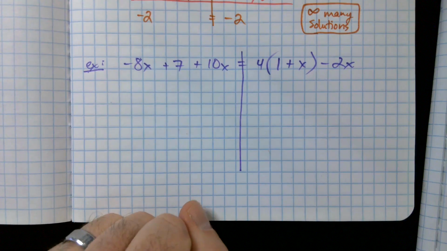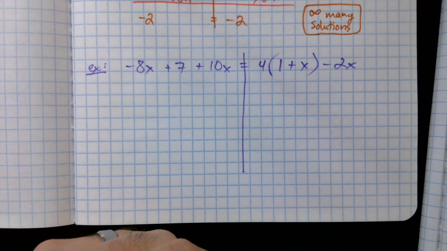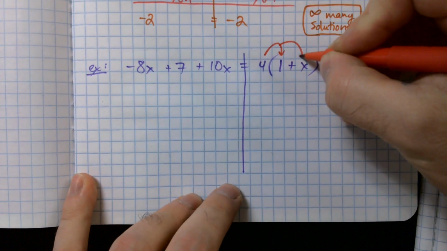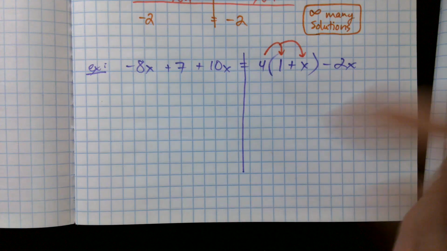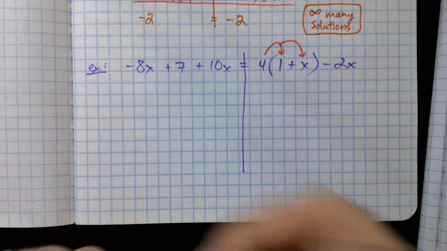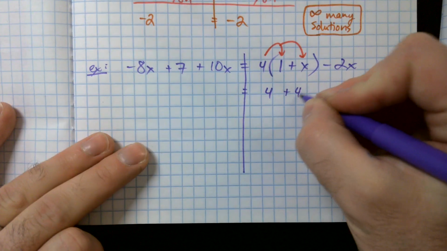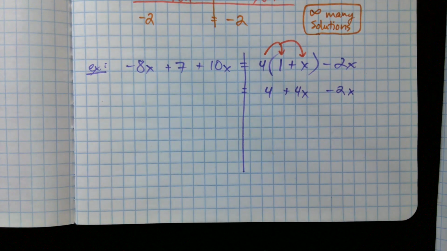Everybody up to date now? All right. What's the first thing I want to do here? Now, there's multiple answers to this question, but what's one thing I can start off with? Oscar, what can I do first? Distribute the 4. I'm going to distribute it to the 1. I'm going to distribute it to the x. Am I going to distribute it to the negative 2x? No. No. All right. 4 times 1 is 4. 4 times x is 4x. And then that negative 2x stays right there.